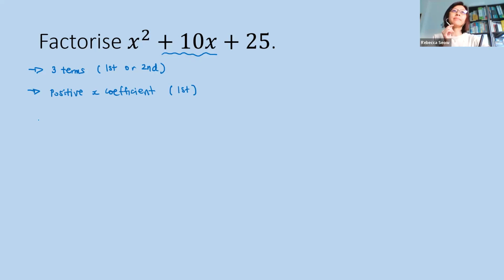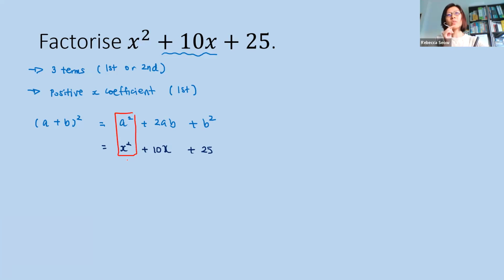So again, back to the first identity, let's quote from memory: a plus b squared equals a squared plus 2ab plus b squared. Now again, what I'm going to do is copy down the question, it being x squared plus 10x plus 25. Okay, now let's do a one-to-one comparison of the terms. So if x squared is a squared, we can say that a is x, right?